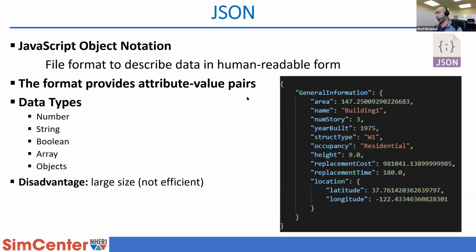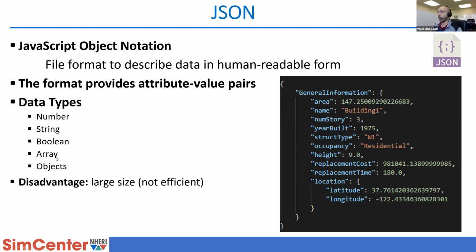attribute and value. So you see here, each one of these data has an attribute name here on the left and a value on the right. So this is how JSON works basically. And then the value can be one of different types. It can be a number, like the number of stories or year built or area. It can be a string, like the name of the building or the occupancy. It can be a Boolean or an array or an object.